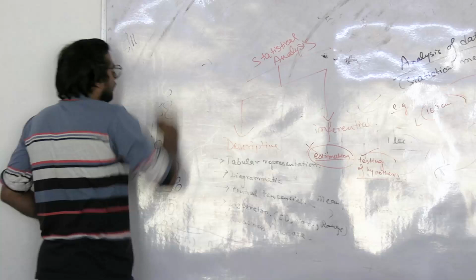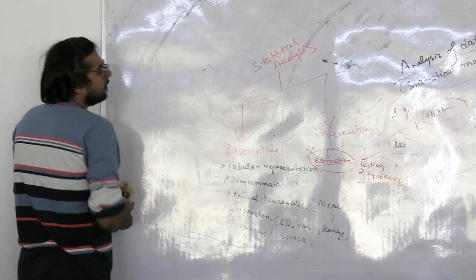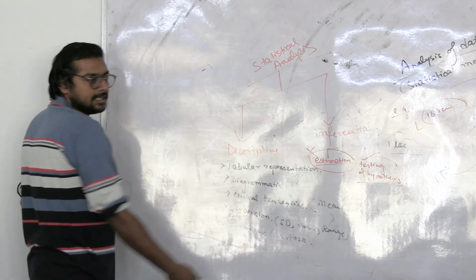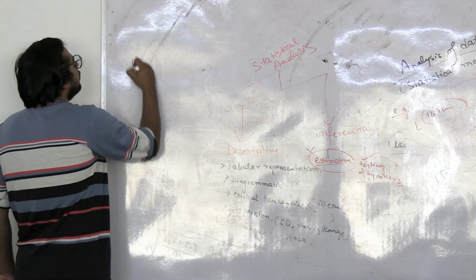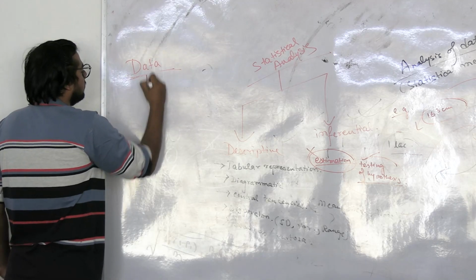So basically what are we doing? We are analyzing data, correct? These are the ways we analyze data. So first we need to know what is the type of data we have, what are the types of data we have.